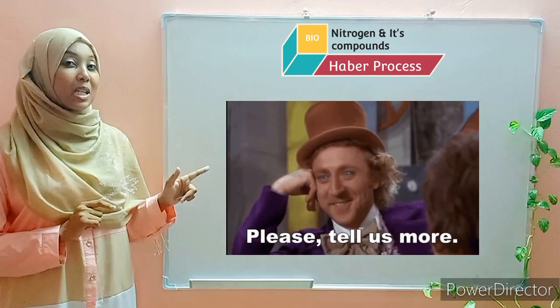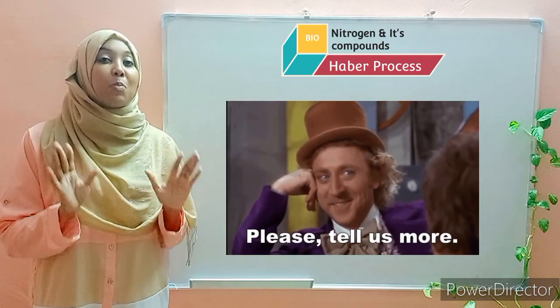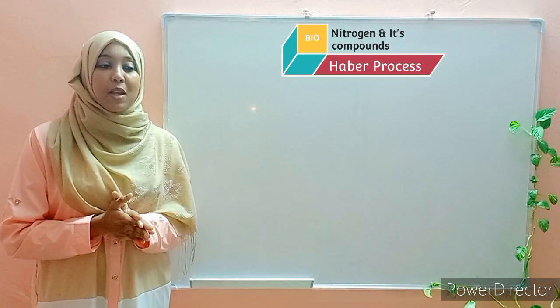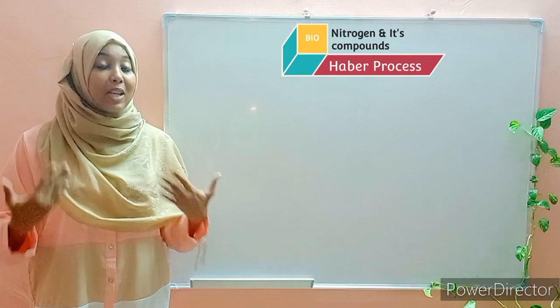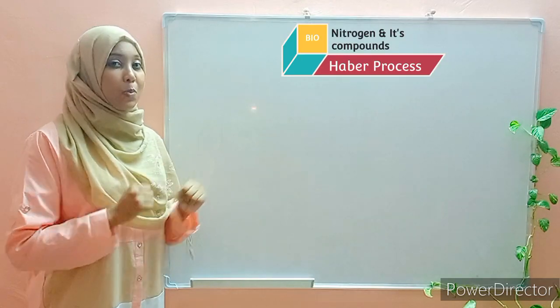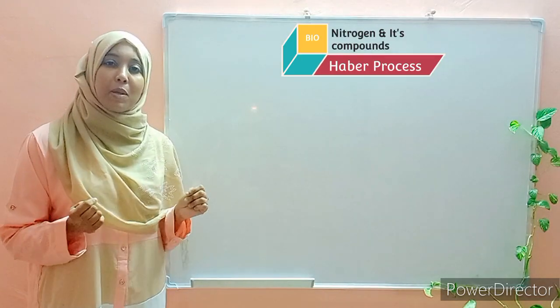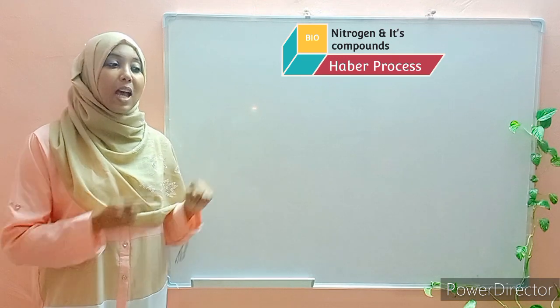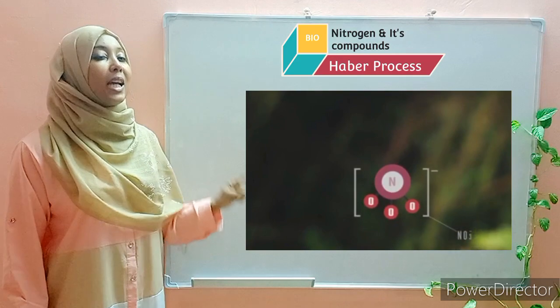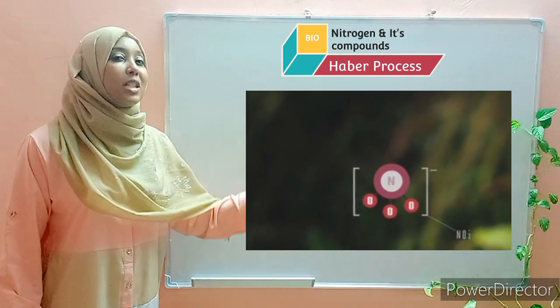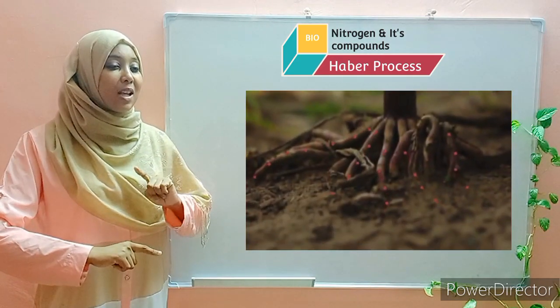Now, the Haber process is one of the most significant breakthroughs in chemistry. Now, we owe a lot of the advancements that we have in the agricultural sector to this process. How? You ask maybe. Now, let me tell you this. Haber process is used in the production of ammonia. Ammonia is necessary for the formation of fertilizers. Do you see where I'm going with this?